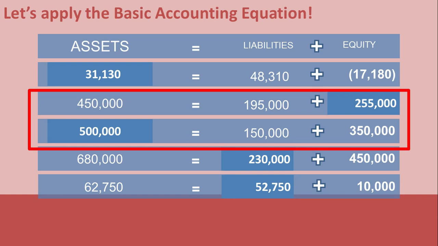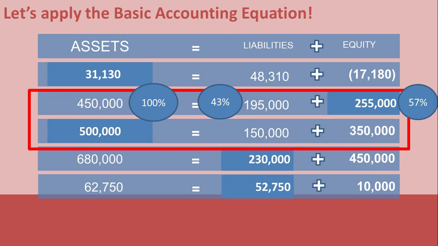Okay, so if we compare, should the second company close, 43%, that is 195,000 divided by 450,000, will go to its creditors, while 57% will be returned to its owners. Compare that with the third business, with 30% of its assets to be used as payment for liabilities, while the remaining 70% will be returned to the owners. Now, which of the two do you think is the better company?